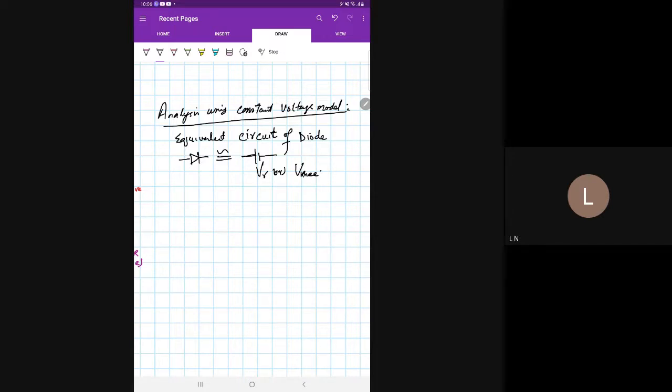Now see, the question asks that in the circuit shown below, V input is, for example, a 10 volt peak sine wave. Another thing given is that V gamma, which is the knee voltage, is 0.7 volt. That means it is a silicon based diode. Then the question asks to plot the output waveforms, output and transfer characteristics.